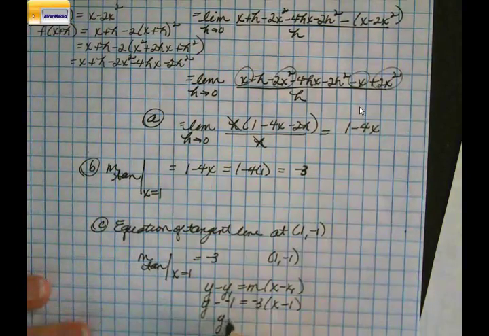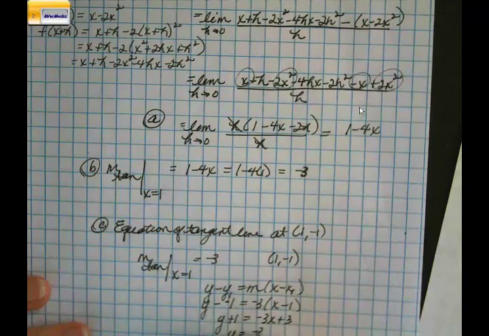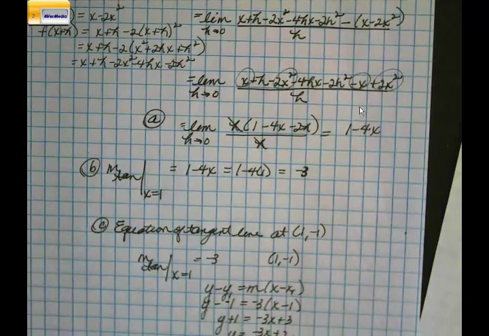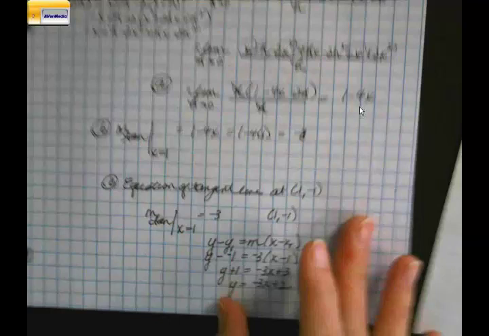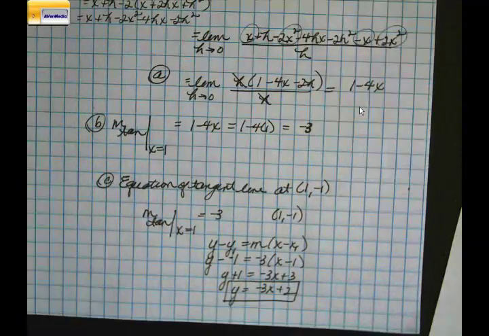So when I clean this up, this becomes y plus 1 equaling a negative 3x plus 3. And when I subtract 1 off of each side, I get a negative 3x plus 2. That is the equation of the tangent line to the curve at the point 1, negative 1. Again, an entire page of algebra with 3 very important results that you need to understand what the results mean.